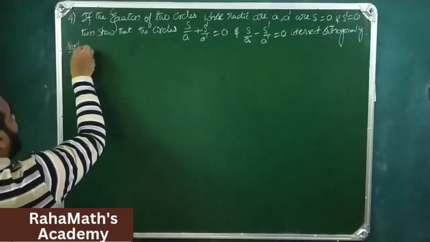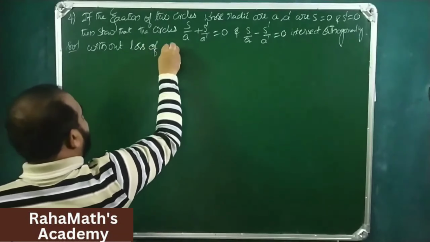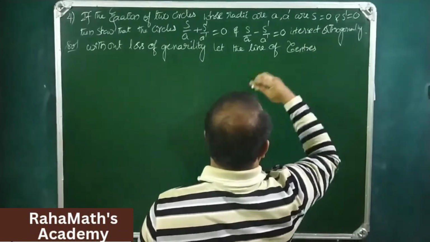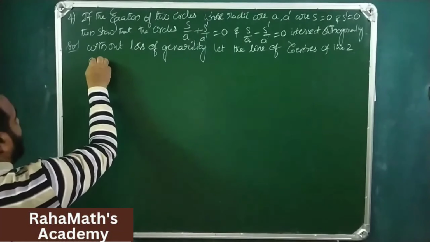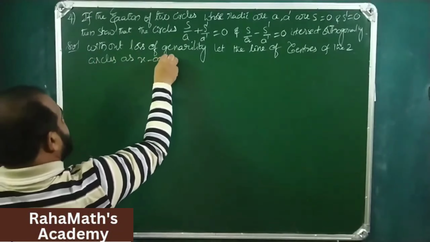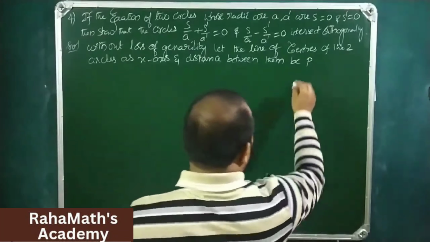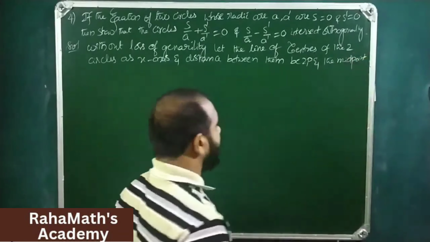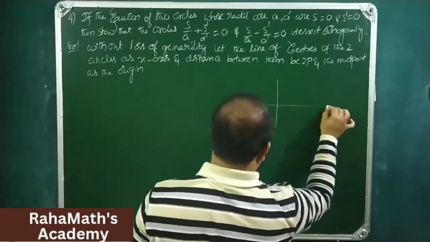So, solution: without loss of generality, let the line of centers of the two circles be the x-axis and the distance between them be 2p, and the midpoint as the origin. That means the circles are like this.